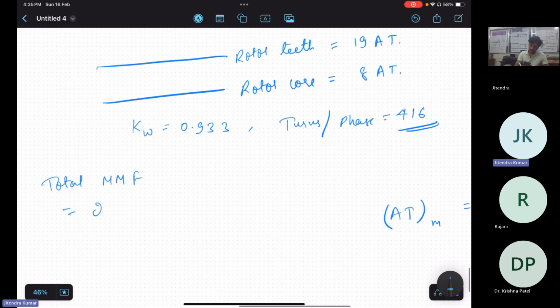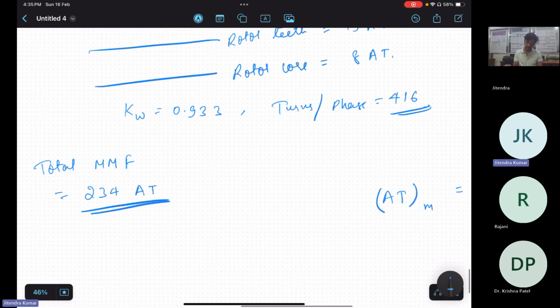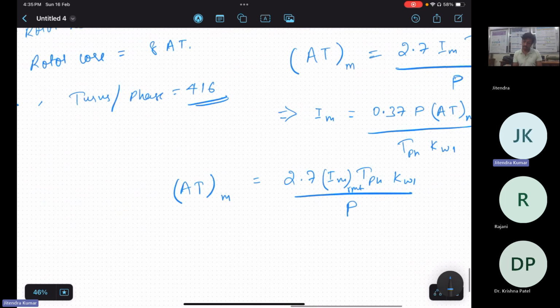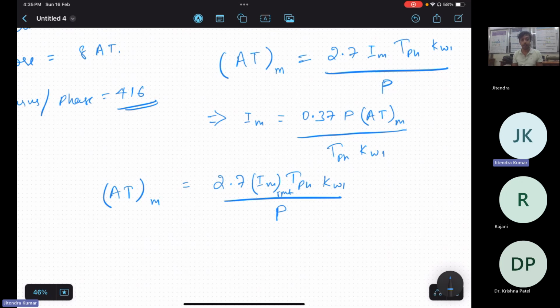So it is 234 ampere turns, right? Now, the magnetizing current, if we are providing here, that is nothing but 0.37 P into ampere turns divided by kW into TPH, right? And if you take the maximum value, that is nothing but root 2, so it will be how much?